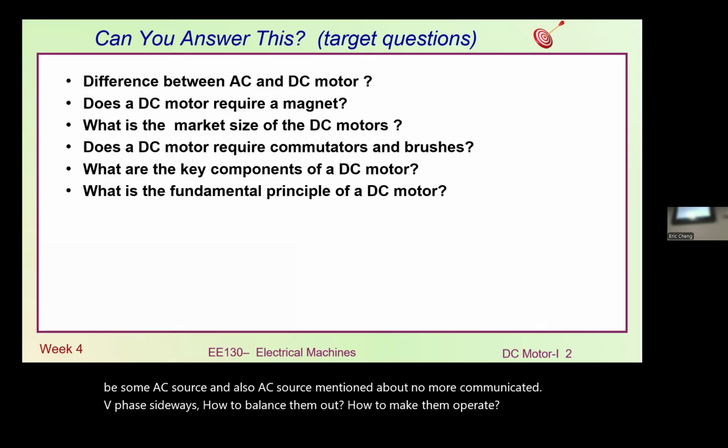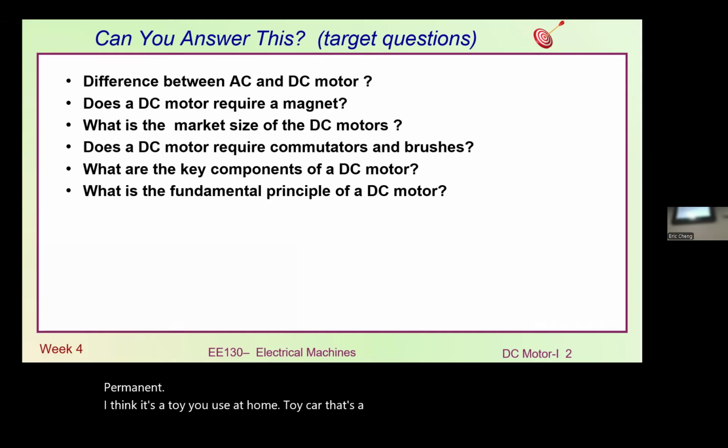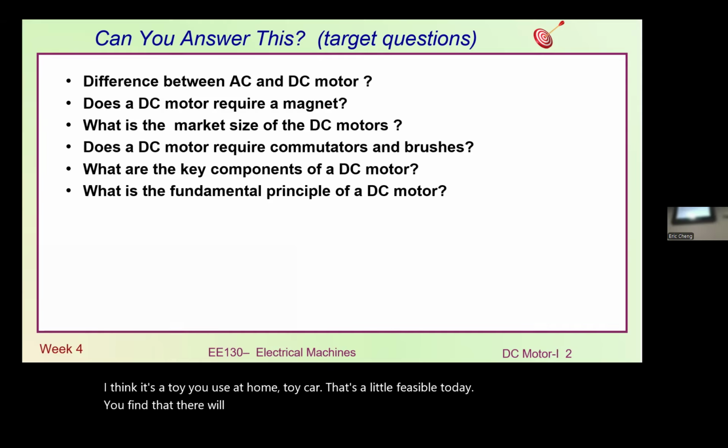So in the first lecture here, we just showed you the DC motor. Simple enough to start with. Commonly known: do you think a DC motor requires a magnet, a permanent magnet? In the toy you use at home, the toy car, there's a little DC motor there. You find that there will be a magnet, right? So do you think all DC motors require a magnet?